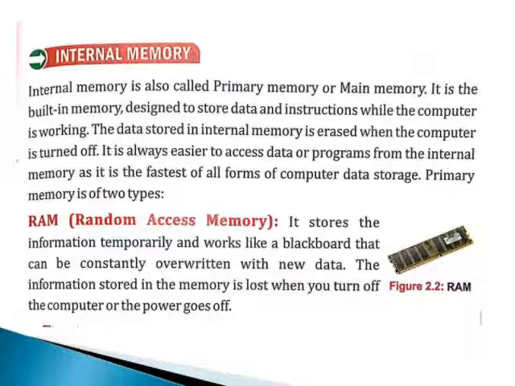Primary memory is of two types: RAM, random access memory. It stores the information temporarily and works like a blackboard that can be constantly overwritten with new data. The information stored in the memory is lost when you turn off the computer or the power goes off.